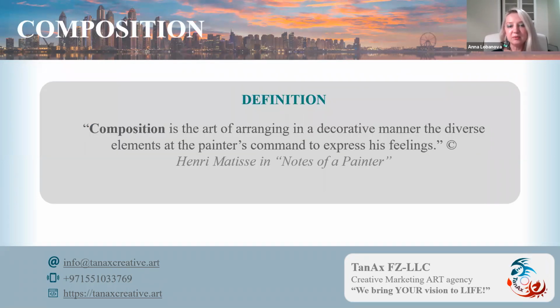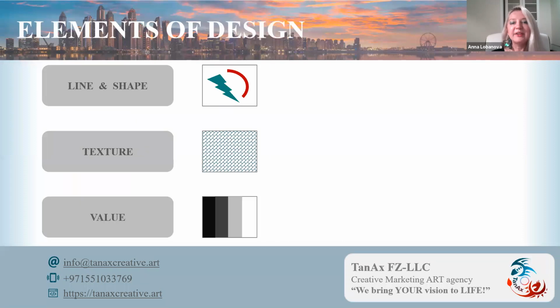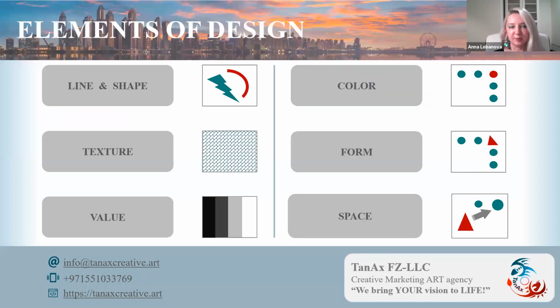The definition of composition by Henri Matisse is that composition is the art of arranging in a decorative manner the diverse elements at the painter's command to express his feelings. So basically, composition has certain rules to it, but in the end, it depends on the objective. What do you want to express? So what are the elements of composition, right? What makes the composition? First, line and shape. And that makes sense, right? Like you can see here on the screen, this is a composition.